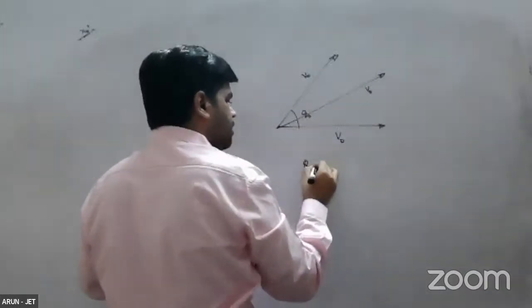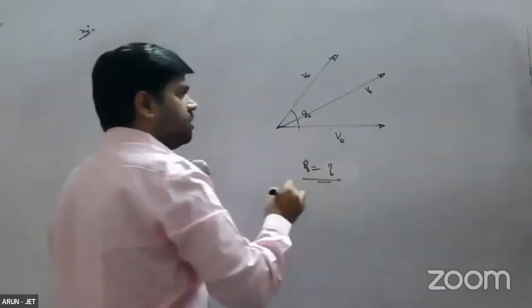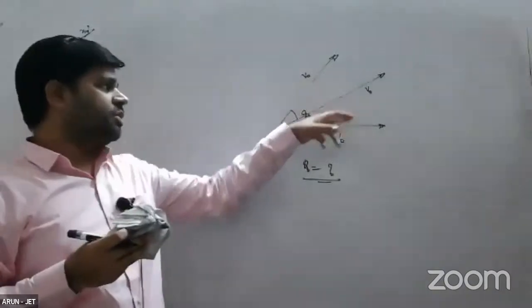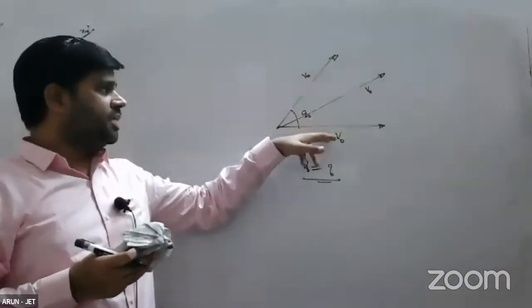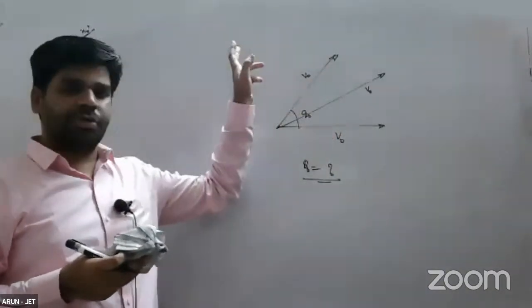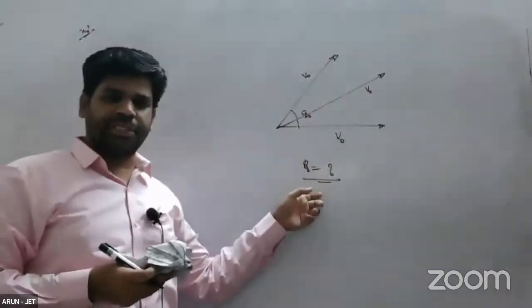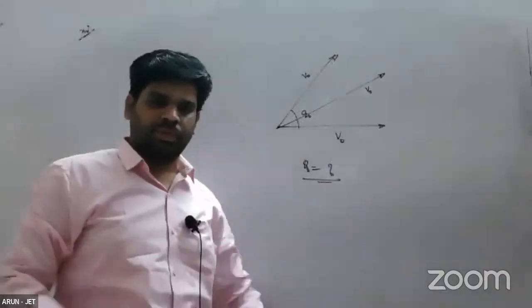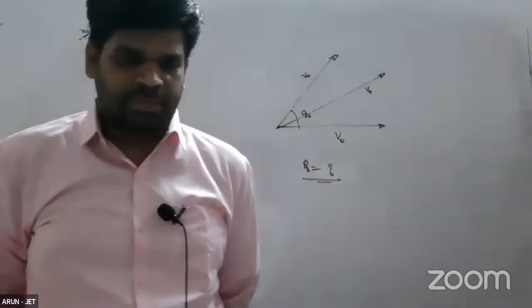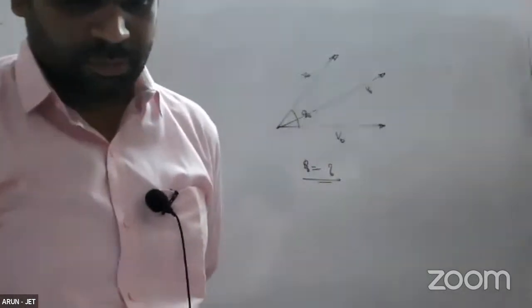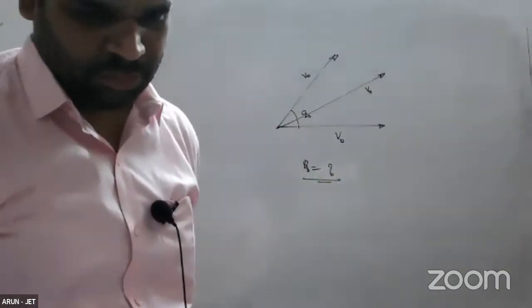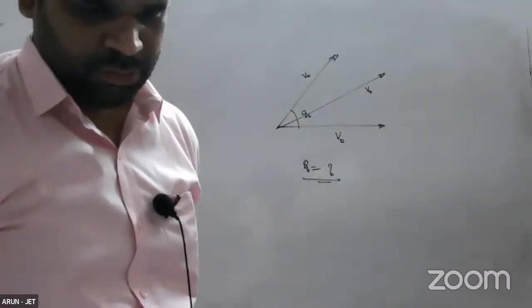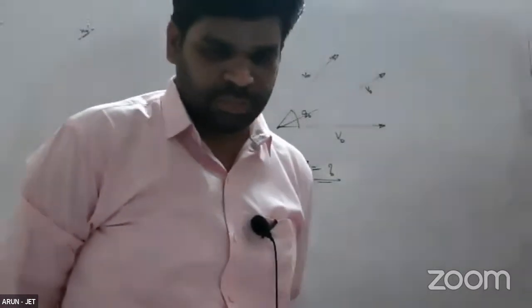So what should be theta? The resultant is also equal to one of the vectors. So the resultant and the two vectors are all of the same magnitude. So what should be theta? Can you try this? I'll give you an idea.